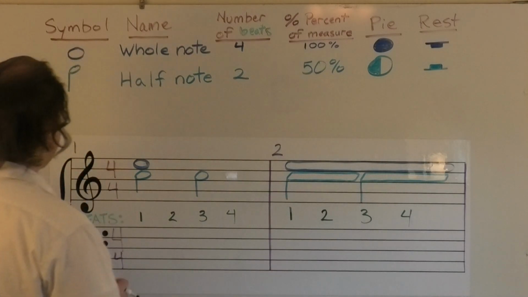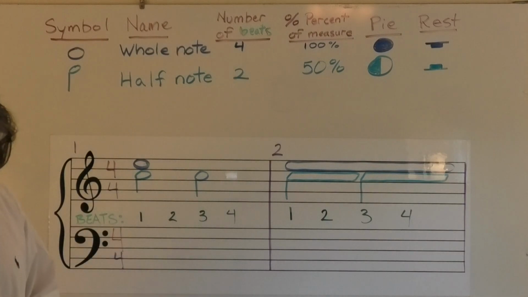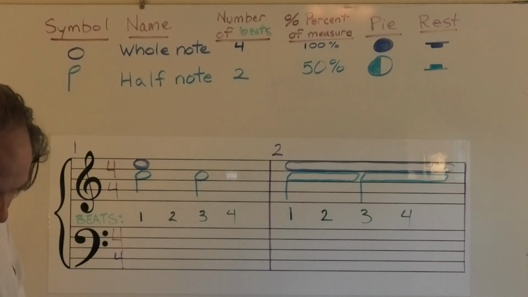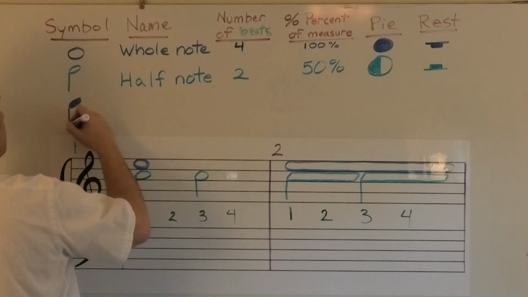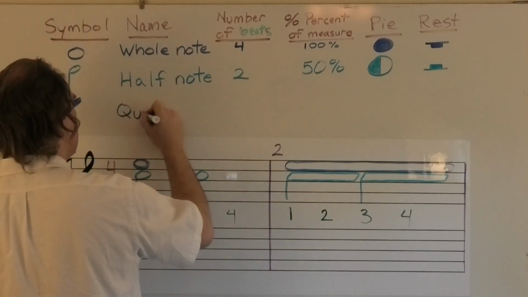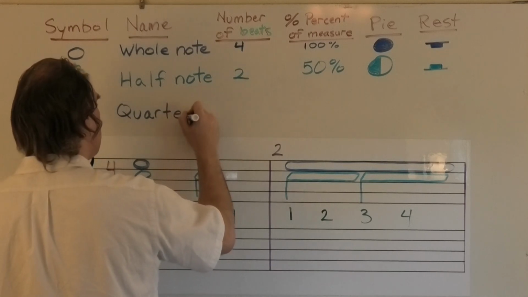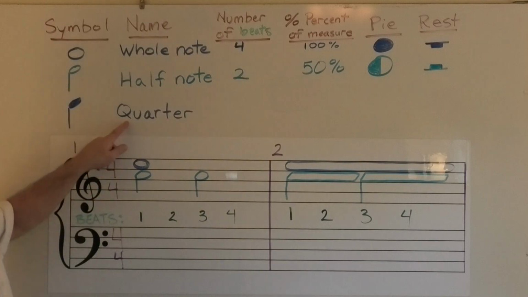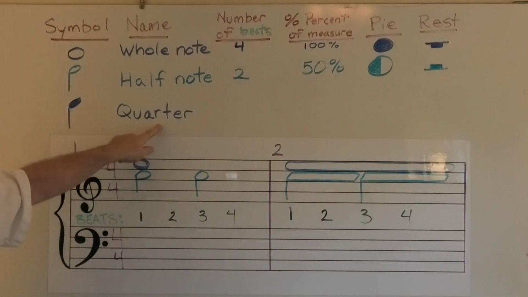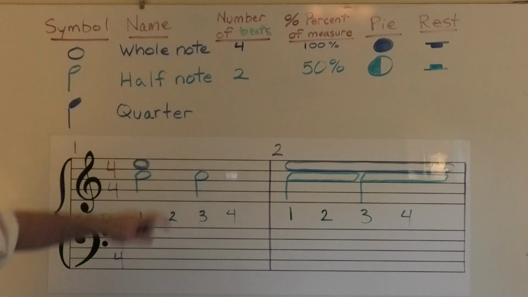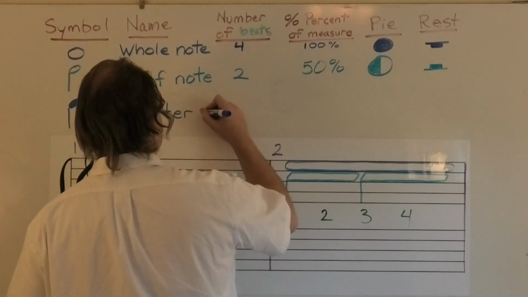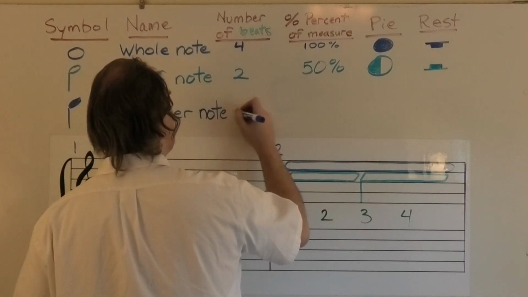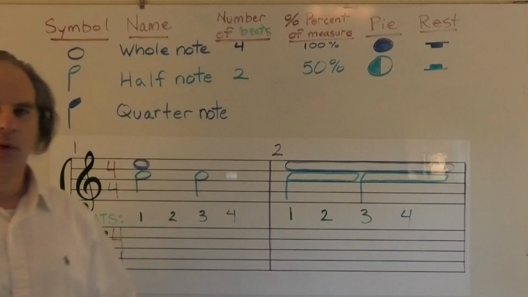Quarter note. A quarter note has a filled-in note head. And a quarter note is spelled Q-U-A-R-T-E-R. Quarter means 1 out of 4 pieces. A quarter note gets 1 beat.